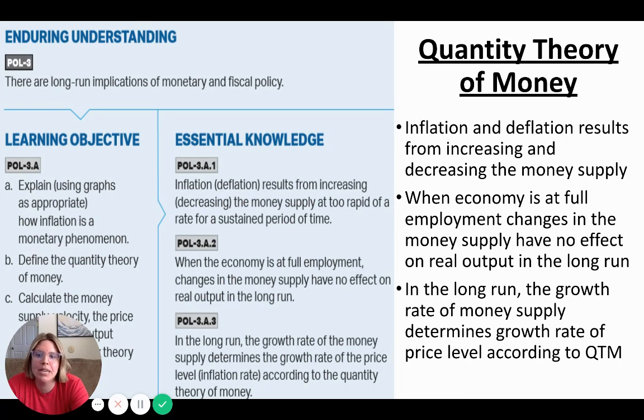It's M times V, which is money supply times velocity, should equal P times Y or P times Q. Y being output or Q being quantity, overall quantity, and then P being price level there.